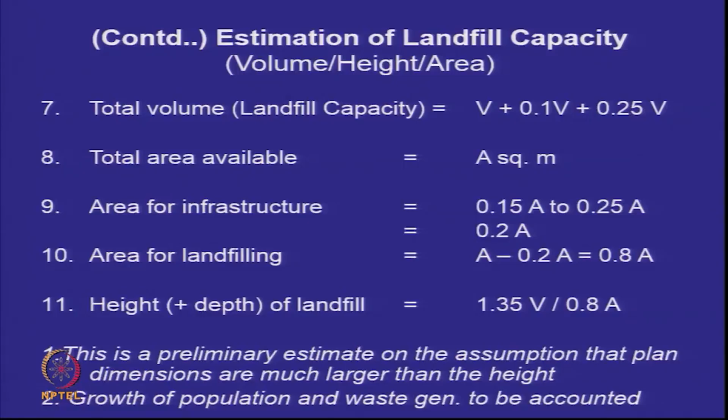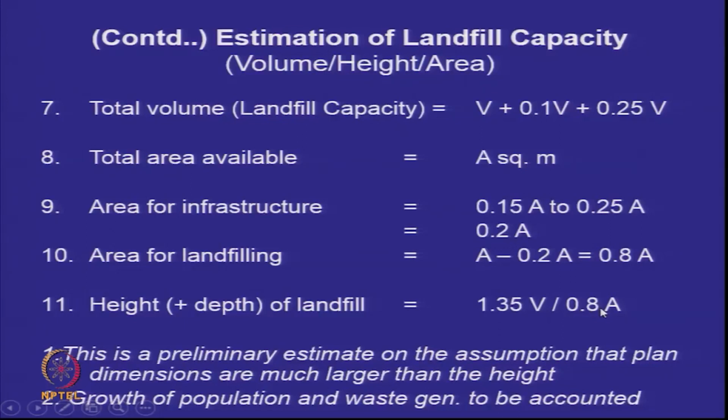That means to accommodate the waste for the next n years, if I am being given an area A, then I need to have a height plus depth of 1.35 V by 0.8 A. Now, is that height more than acceptable or less than acceptable is the next question. But the problem could be the other way around also. If the municipality fixes the limit, what's the problem with having a very high height? Some stability issues of the waste, slope stability, but there's a larger issue of visual aesthetics.